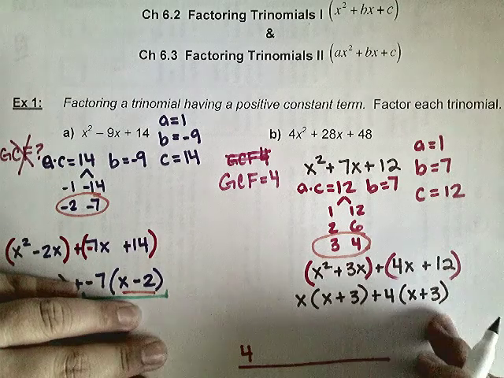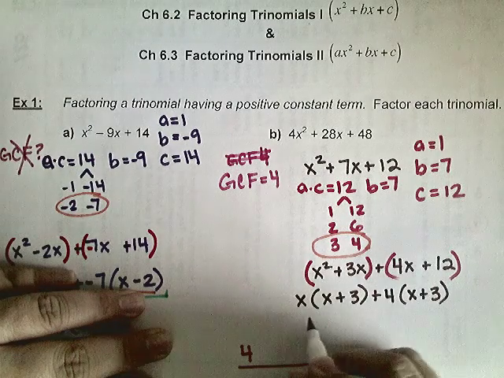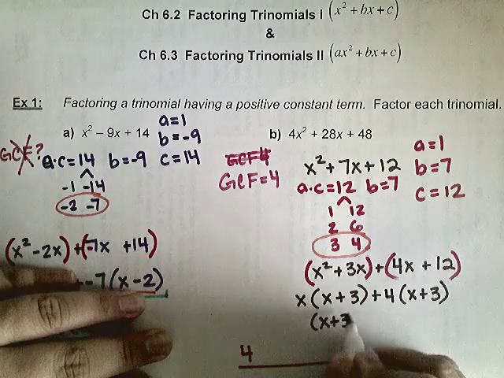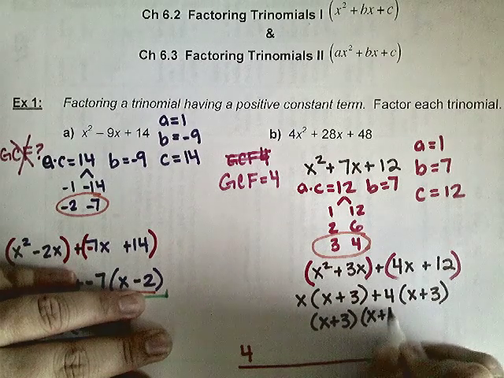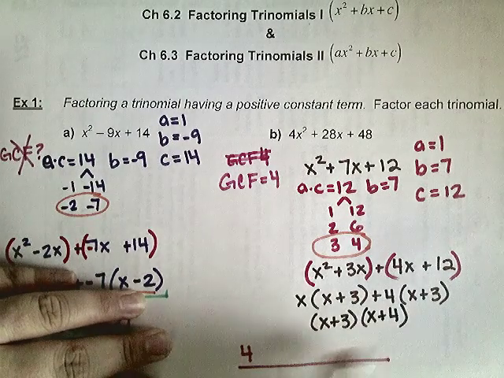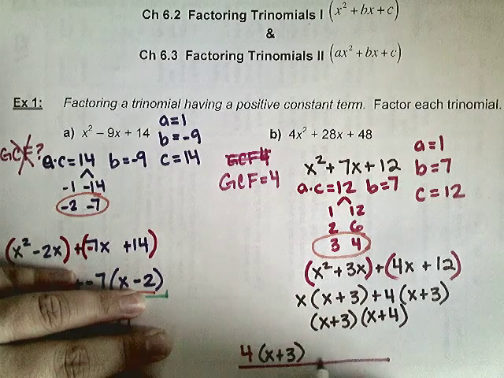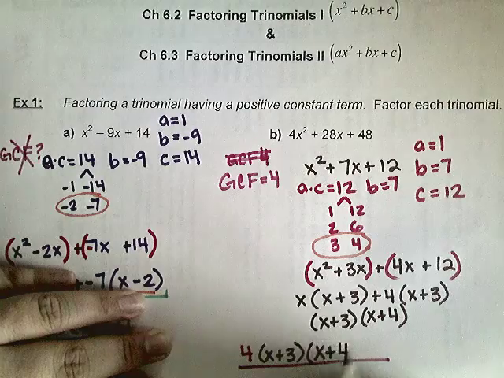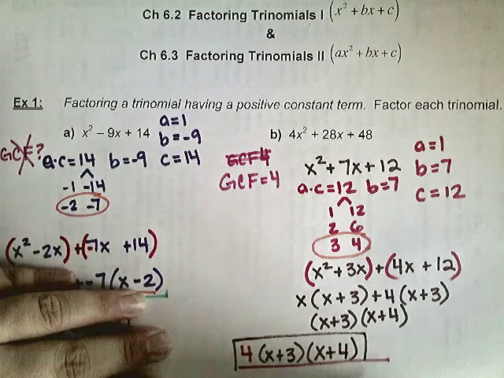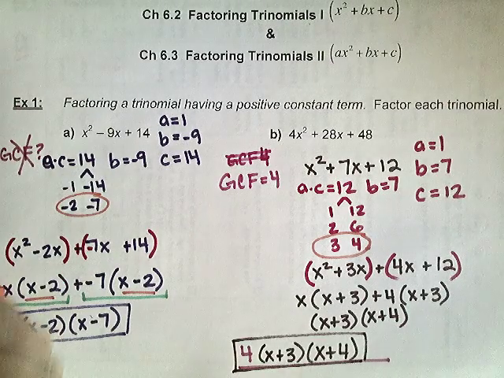Our GCF of our two terms here is x plus 3, and we are left with x plus 4, which we're going to take and finally put on our factor line. x plus 3 and x plus 4. And so that's our final answer.